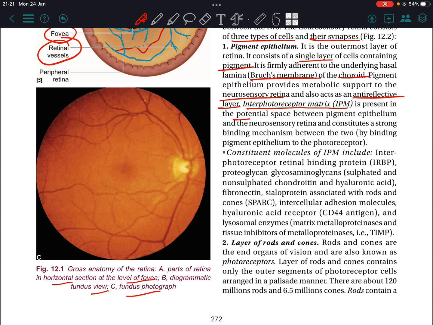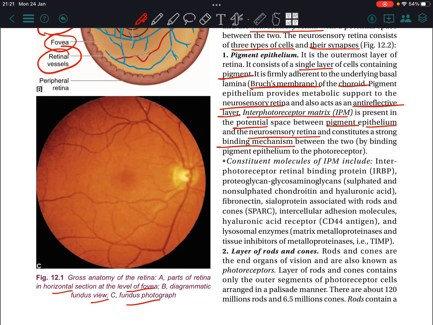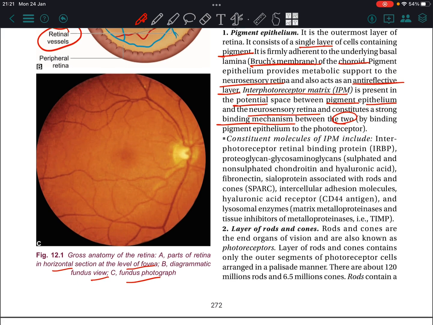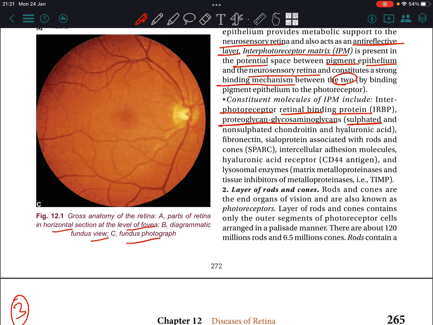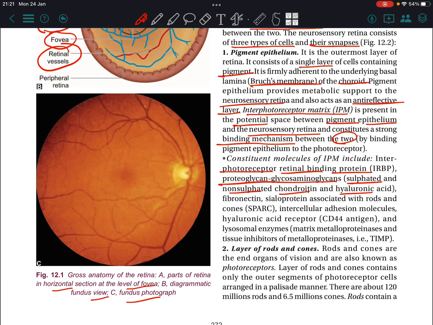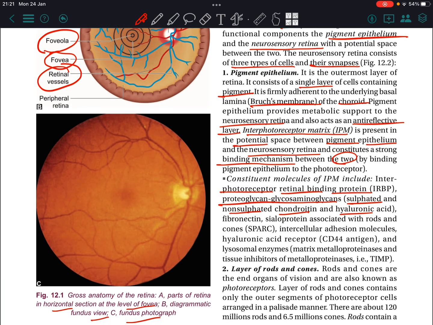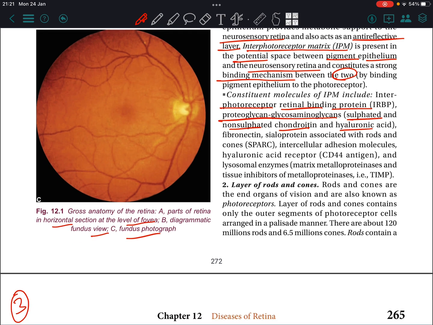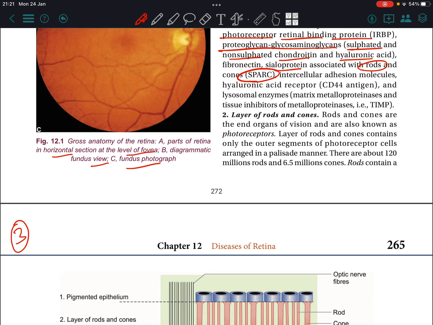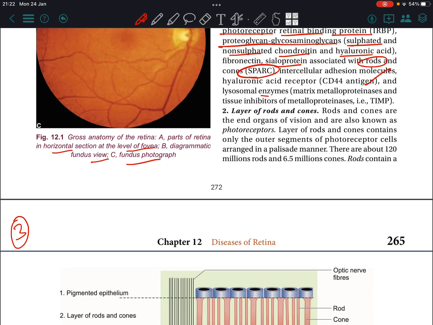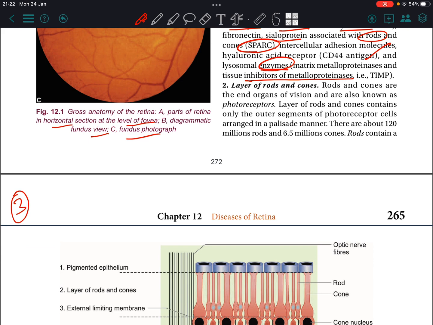Interphotoreceptor matrix is present in the potential space between the pigment epithelium and neurosensory retina, and constitutes a strong binding mechanism between the two. Constituent molecules of IPM include interphotoreceptor retinoid binding protein (IRBP), proteoglycans, glycosaminoglycans, sulfated and non-sulfated chondroitin, and hyaluronic acid, protein associated with rods and cones, intercellular adhesion molecules, hyaluronic acid receptors, and tissue inhibitors of metalloproteinase (TIMP).